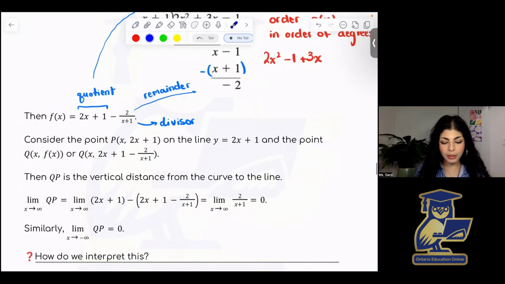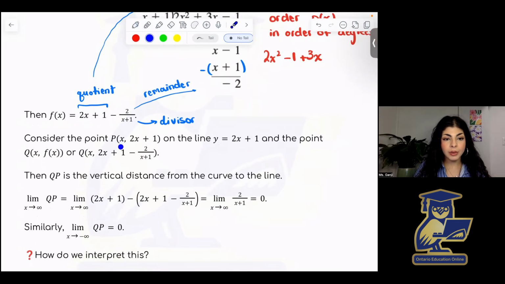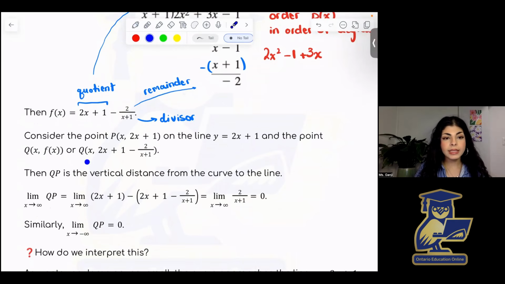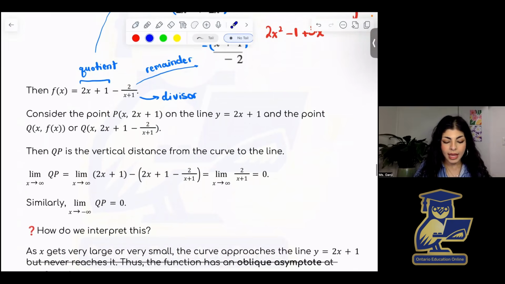So now, consider the point P, which is x and then 2x plus 1. And this is on the line y equals 2x plus 1. And also consider the point x and f of x, which is going to be on our f of x function. So with this new representation, it's x and then 2x plus 1 minus 2 over x plus 1. Then we say QP is the vertical distance from the curve to the line.